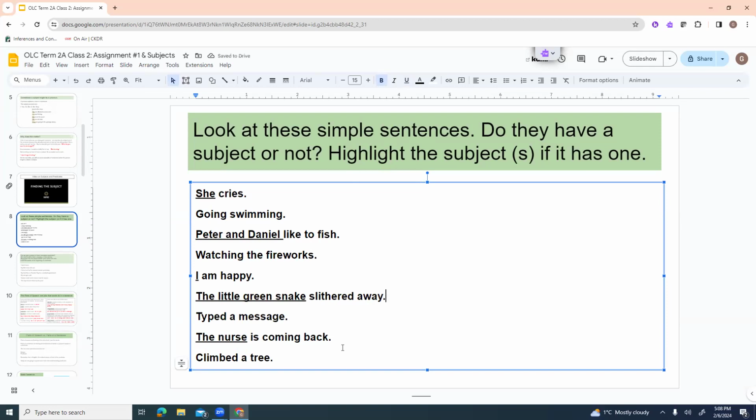Climbed a tree. All right, well, climbing's an action, but we don't have any words in front telling me who or what is doing the climbing. So that has not got a subject, which means that it's an incomplete sentence. And again, some of these are sentences we would use in conversation. If somebody said, hey, where's little Amy? Climbed a tree would be totally fine to say in conversation. But in writing, I have to say Amy climbed a tree or she climbed a tree.